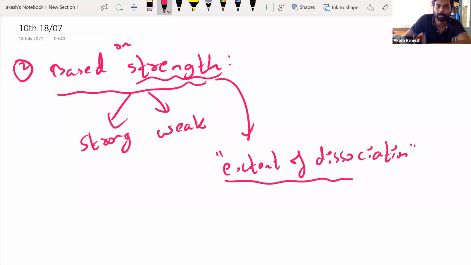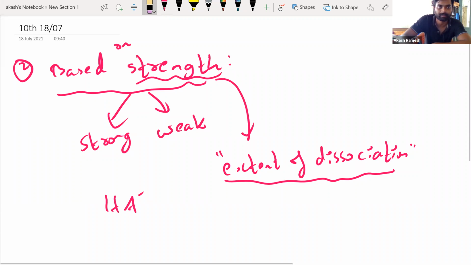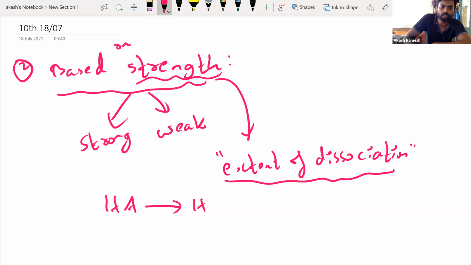Okay, you have to remember this phrase: extent of dissociation. Now, please understand, any acid for that matter, say HA is an acid. This HA will be able to dissociate to form H plus and A minus. For example, if it is HCl, it is going to form H plus and Cl minus. Now assume this is a normal general acid.